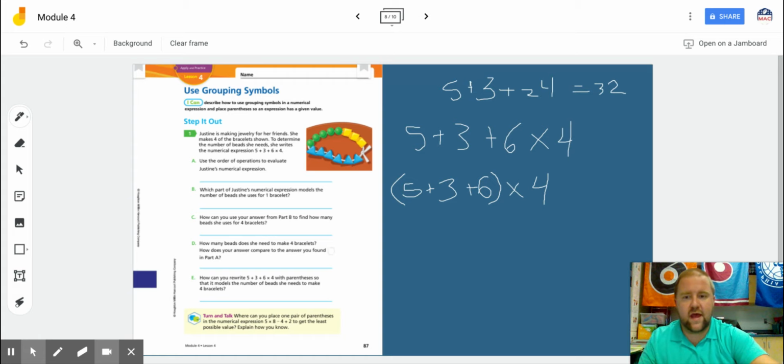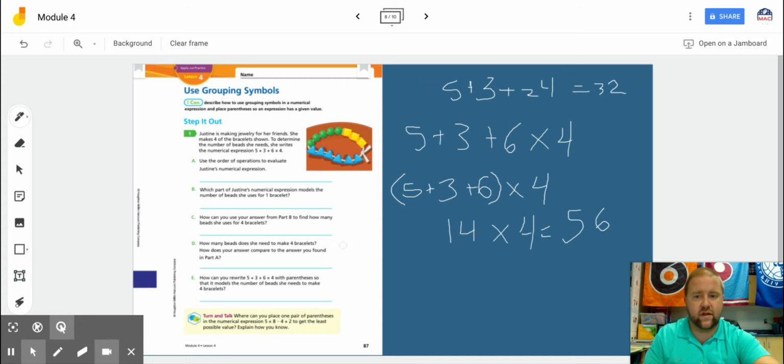That's the first thing that's going to be solved, whatever is inside of parentheses. So now if we want to know how many beads are needed to make the 4 bracelets, we do what's inside the parentheses first. 5 plus 3 is 8, plus 6 is 14, and then you take 14 and multiply that by 4, and that's going to give you 56. That's the biggest difference here. This was 32 if you just did it with order of operations, but if you read the problem and thought about what you needed to have first, then that would have absolutely been by using those parentheses.